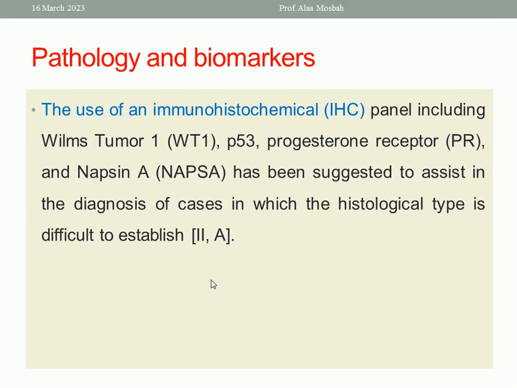Okay, what about the use of an immunohistochemical panel? The use of an immunohistochemical panel including Wilms tumor 1, p53, progesterone receptor, and napsin A has been suggested to assist in the diagnosis of cases in which the histologic type is difficult to establish. So there are some cases where there is controversy about the histological type of the tumor. So the immunohistochemical panel helps you, okay?